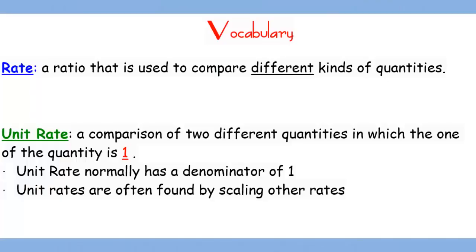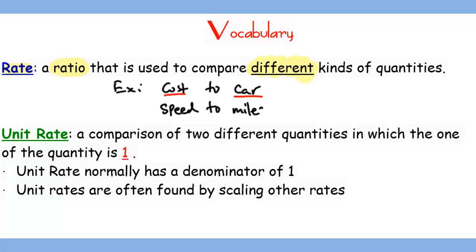Hi everyone, this lesson will review some vocabulary about rate and how to find the unit rate in a particular question. So rate is a ratio, just another type of ratio that's comparing very different quantities or variables. An example can be cost to cars, where the two variables are two different things. Another example can be speed to miles, which are each very different quantities as well.